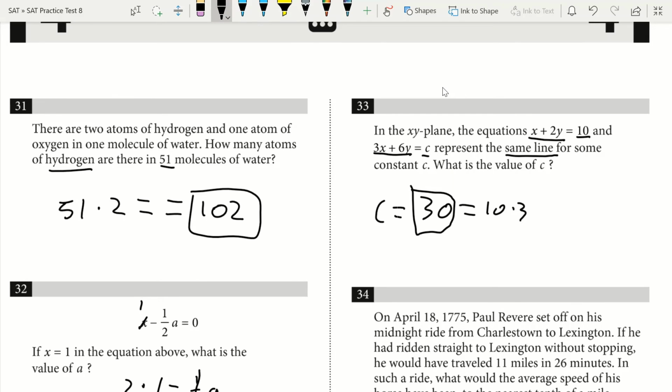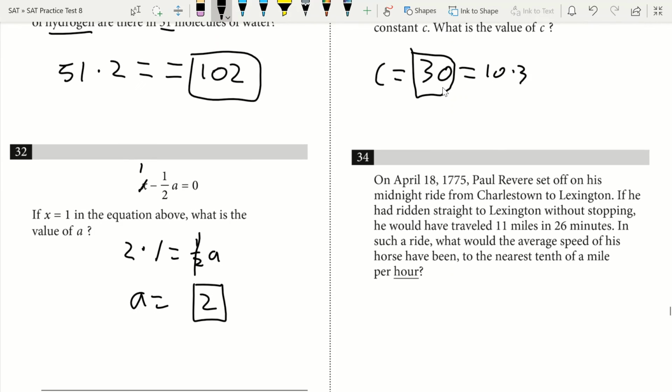All right. Question 34. On April 18, 1775, Paul Revere set off on his midnight ride from Charleston to Lexington. If he had ridden straight to Lexington without stopping, he would have traveled 11 miles in 26 minutes. In such a ride, what would the average speed of his horse have been to the nearest tenth of a mile per hour? All right, well, our average speed is going to equal our distance over time.